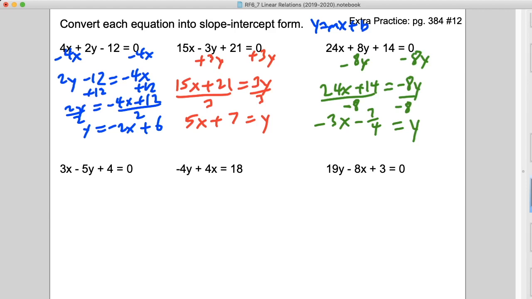Let's take a look at this bottom row. So you have 3x minus 5y plus 4 is equal to 0. So we're going to go ahead and try to isolate for that y on the bottom. So my first step is I'm going to add 5y to both the left and the right hand side. So plus 5y and plus 5y. So I have 3x plus 4 is equal to 5y. Divide both the left and the right hand side by 5.